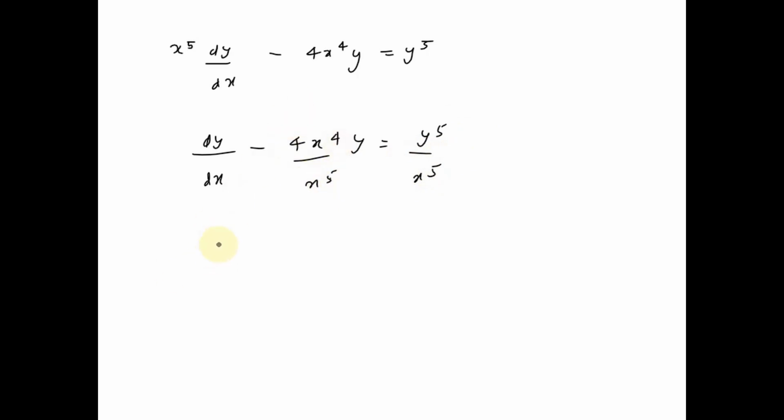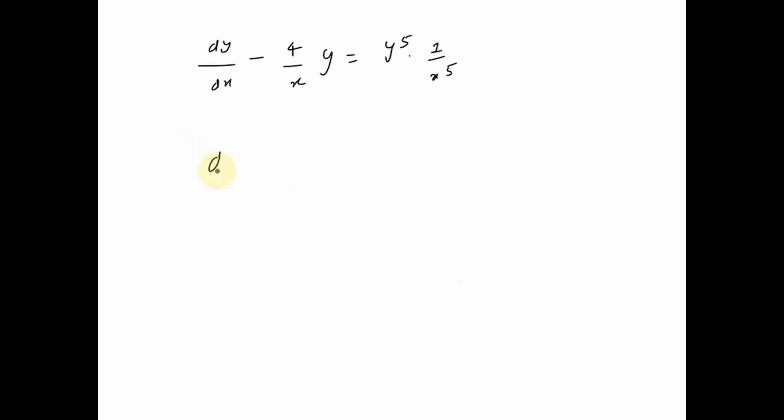So by simplifying this, here we get dy/dx - (4/x) y = y^5 (1/x^5). This is in the form of dy/dx + P(x) y = Q(x) y^n. That is a Bernoulli equation.